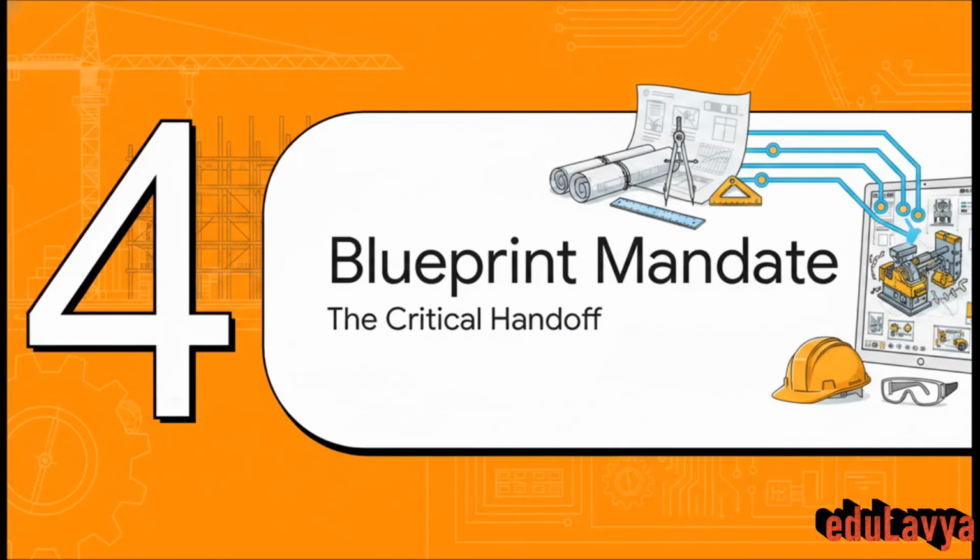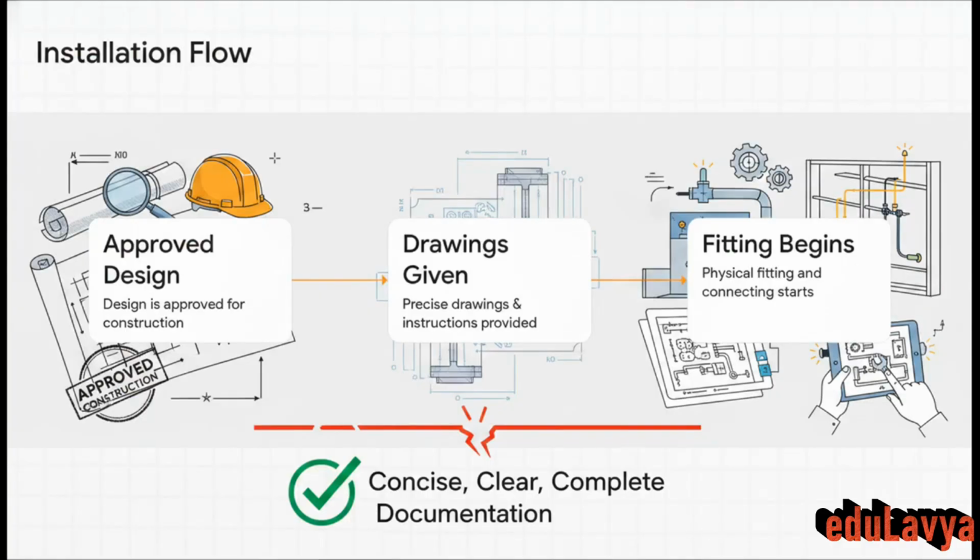Let's shift gears to Section 4, the blueprint mandate. Here is the mandatory, absolute flow of information. Step 1. The design gets finalized and stamped, approved for construction. Step 2. The engineering team hands the installation team precise drawings and explicit instructions. Only then, at Step 3, can the physical fitting actually begin. If the documentation isn't incredibly concise, clear, and complete, well, the entire commissioning process is completely compromised.